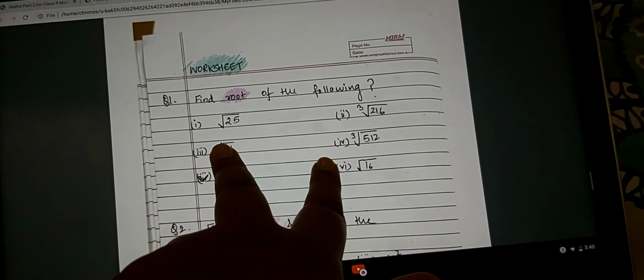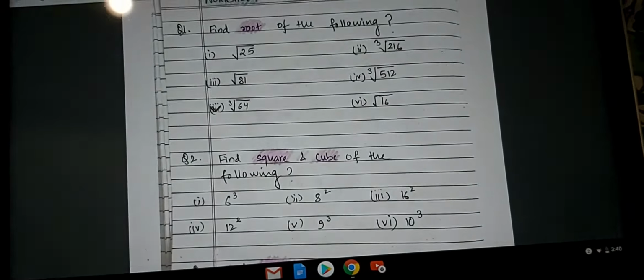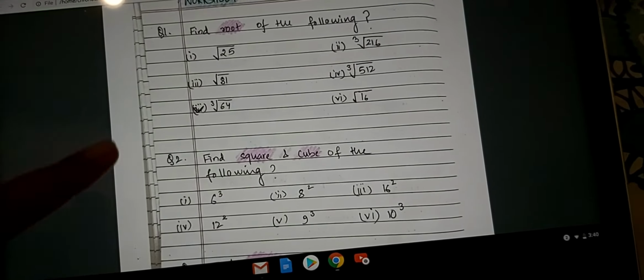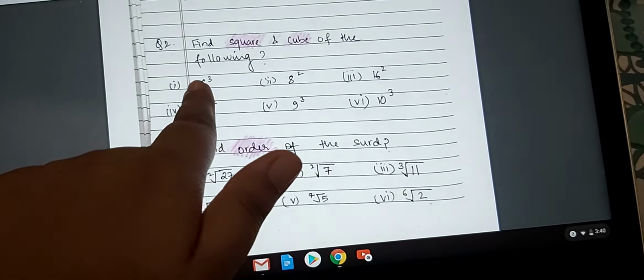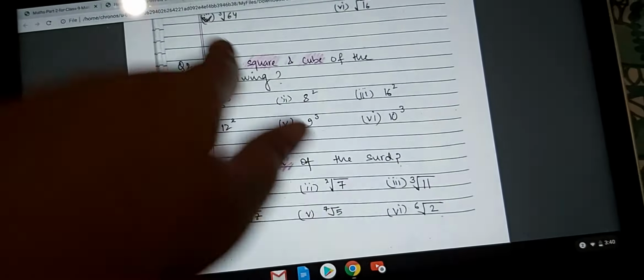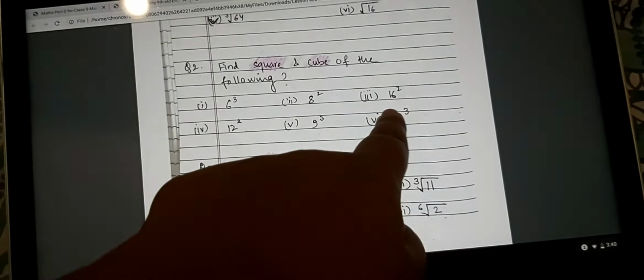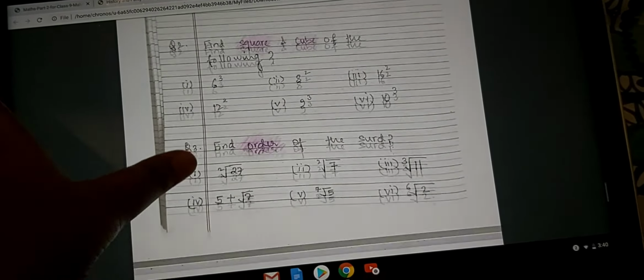Okay. Now there is a worksheet that you're supposed to do. Find the root of the following. You know this already. You need to find the root. 25 का root क्या होगा? Square root 5 into 5, 25. So your answer will be 5. Same way you will do for square root 81 and the rest. Find square and cube of the following. You will find 6 का cube मतलब 6 into 6 into 6. Find the answer. 8 square मतलब 8 into 8. Find the answer. 16 square मतलब 16 into 16. Find the answer. Multiply and find the answer.